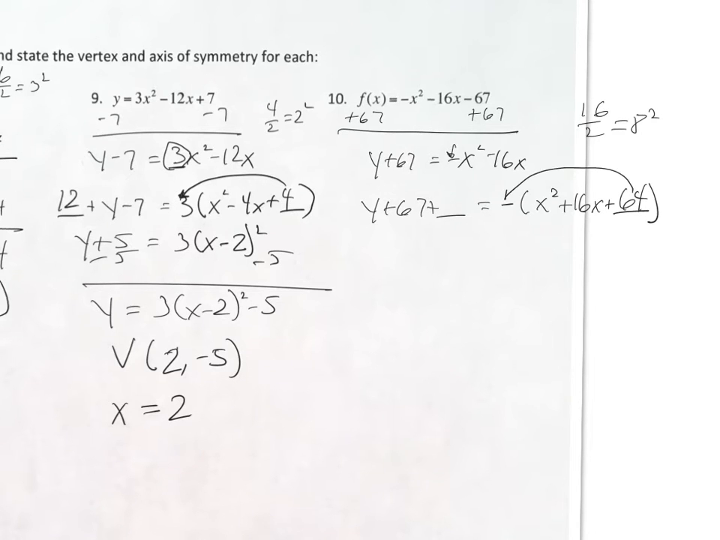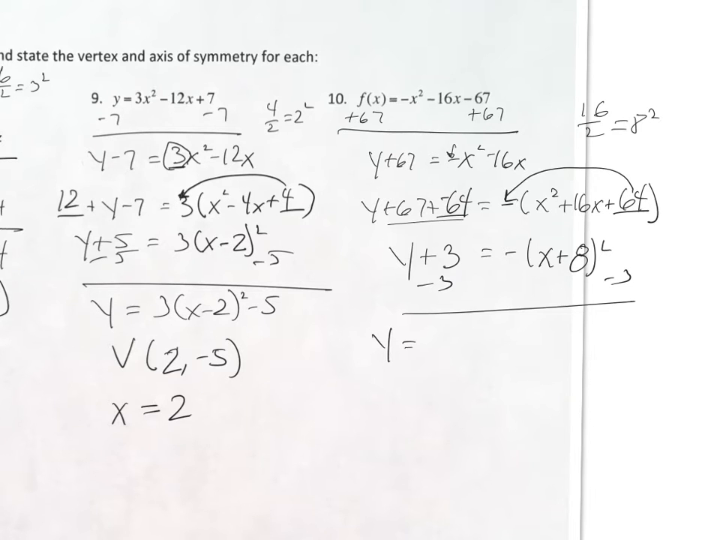But you've got to multiply it over here. So we're really going to subtract 64, add a negative 64 on that side. So now we're left with y plus 3. Negative is still there. Letter, first sign, number you squared, which was 8. Put the 3 back over here. So we have y equals negative (x plus 8) quantity squared minus 3.